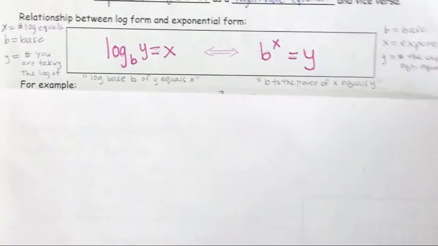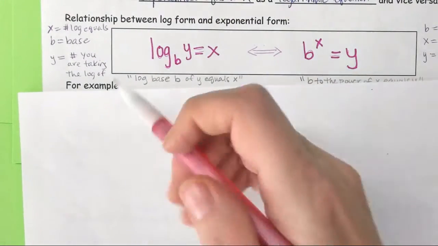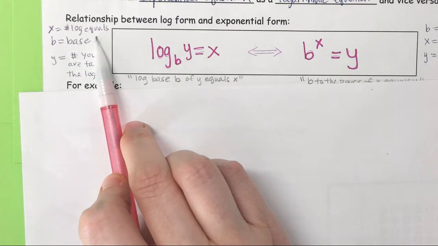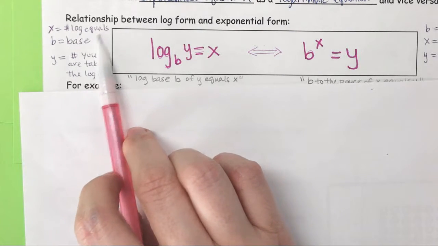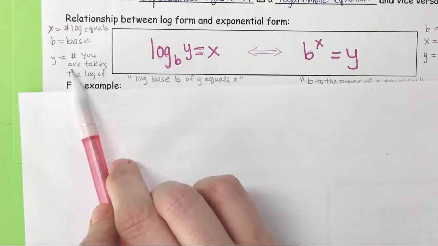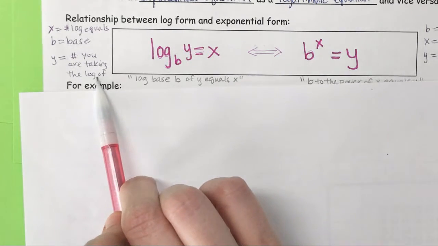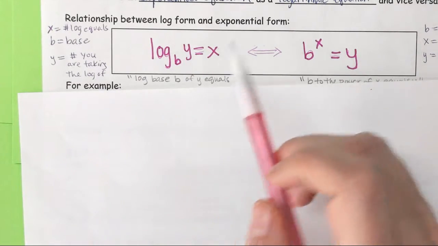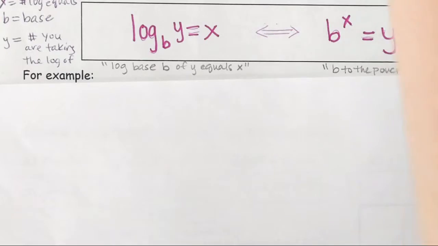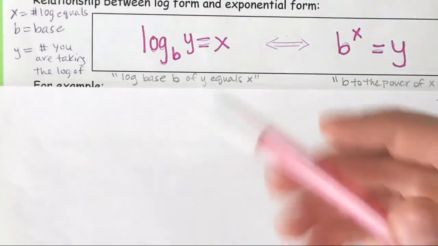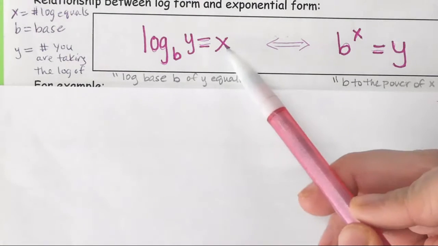Okay, so let's talk about what these mean here. The x value is going to be the number that the log equals. That's what I have on the side. Your b value is the base. Y is going to be the number you are taking the log of. Okay, so I'm taking the log of this number. And then I just wrote out for you again how you would say that. So this is log base b of y equals x.